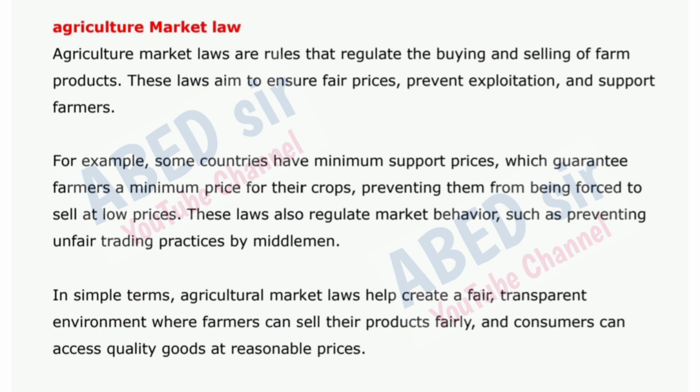For example, some countries have minimum support prices, which guarantee farmers a minimum price for their crops, preventing them from being forced to sell at low prices. These laws also regulate market behavior, such as preventing unfair trading practices by middlemen. In simple terms, agricultural market laws help create a fair, transparent environment where farmers can sell their products fairly and consumers can access quality goods at reasonable prices.